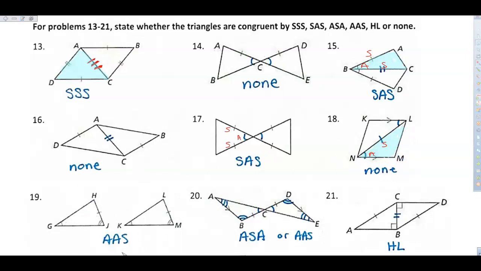All right, number 19, we don't need to mark anything else. I've got an angle and a side. The side is not between the two angles, so it is angle, angle, side.